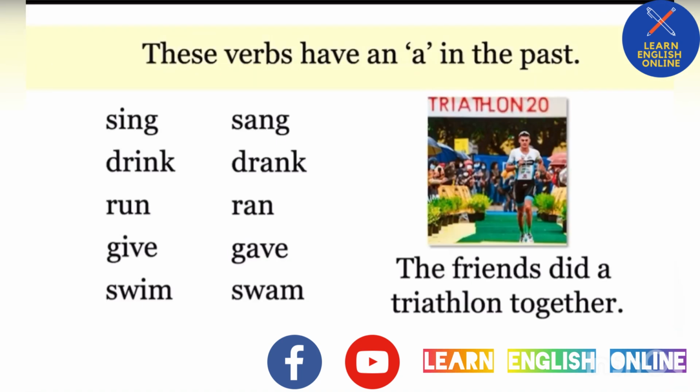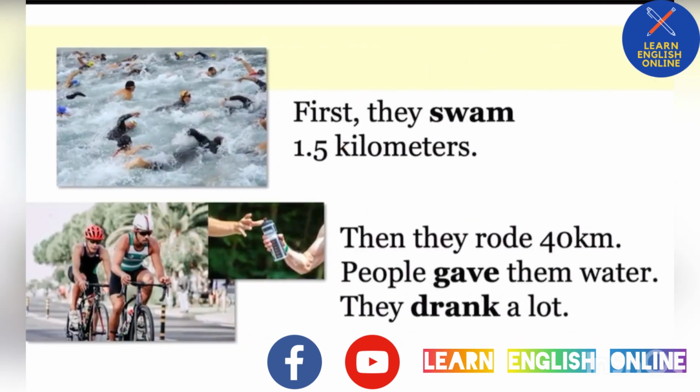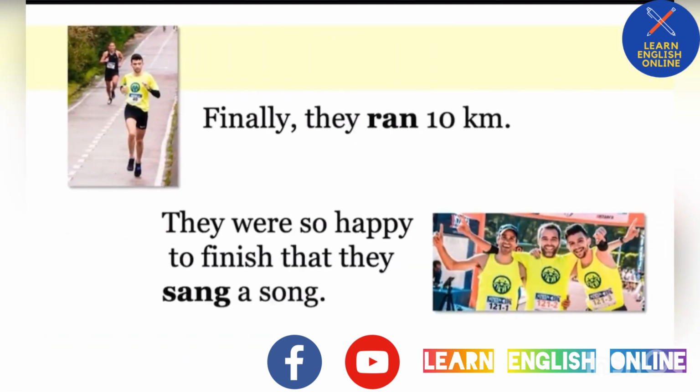The friends did a triathlon together. First, they swam 1.5 kilometers. Then they rode 40 kilometers. People gave them water. They drank a lot. Finally, they ran 10 kilometers. They were so happy to finish that they sang a song. Maybe they were too tired to sing.